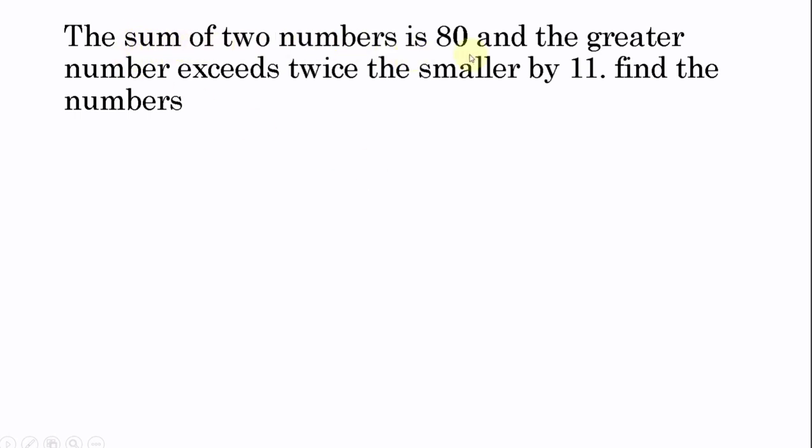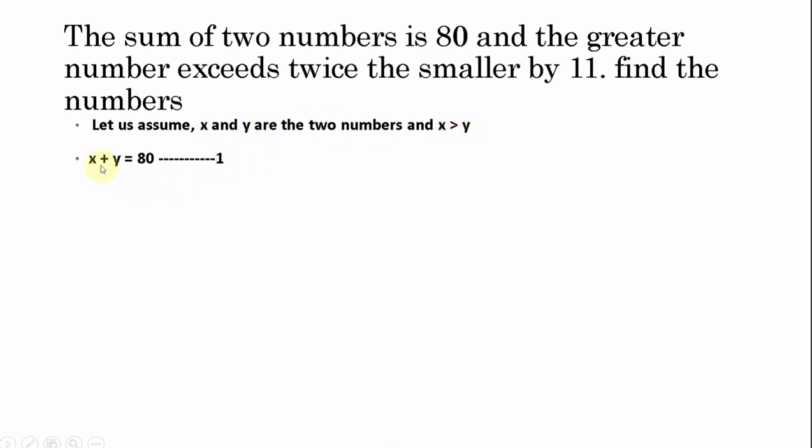Here the sum of two numbers is 80. The greater number exceeds twice the smaller by 11. Find the numbers. So let us assume that the two numbers are x and y, and we assume that x is greater and y is smaller. Now the sum of two numbers is 80. So adding these two numbers, I will get 80. So our first equation is x plus y equals 80.